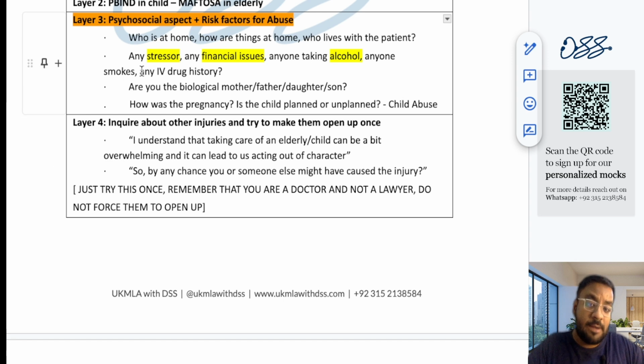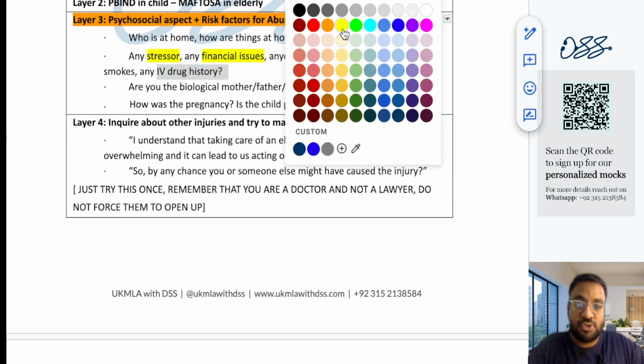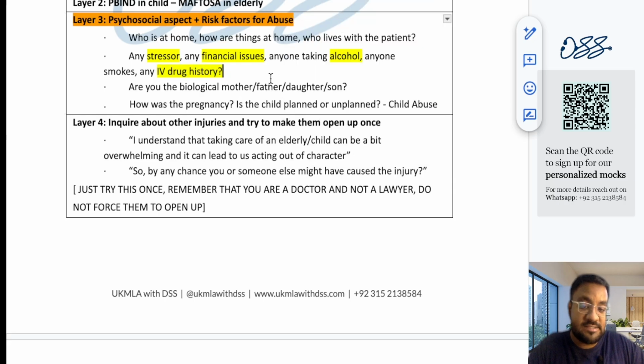And then you want to ask about that, by any chance does anyone smoke? And a very, very important thing, by any chance does anyone in the home do some IV drugs? So these are the risk factors. There are a few risk factors that are really, really important.